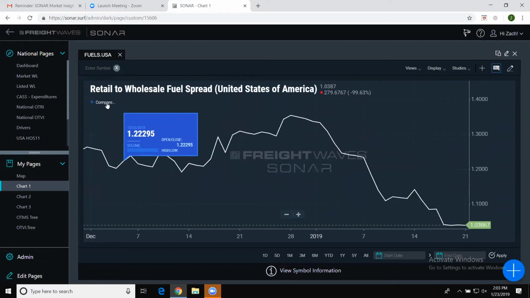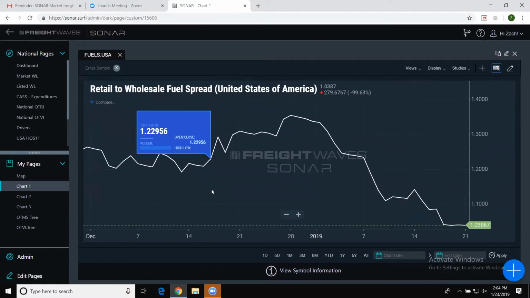So the value of having this, specifically if you're a carrier because you are purchasing fuel, is that a lot of them purchase at the rack price level or the wholesale level, but the fuel surcharges are passed along at the retail level. So as that spread between these two narrows, that is an indication that you're going to have a little bit of margin compression while the two values catch up to each other.